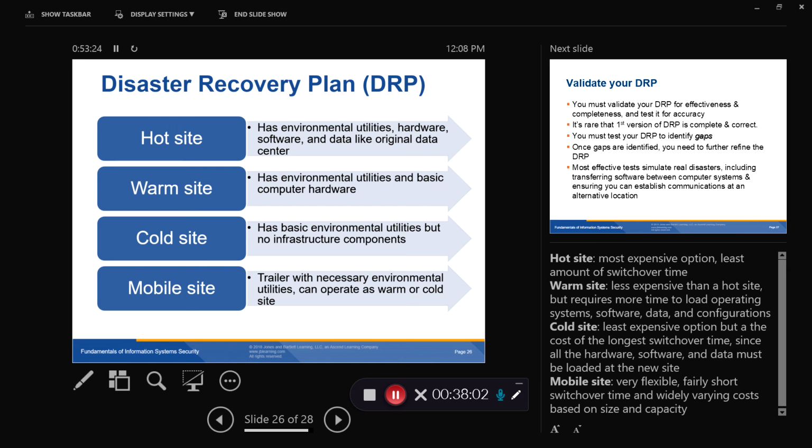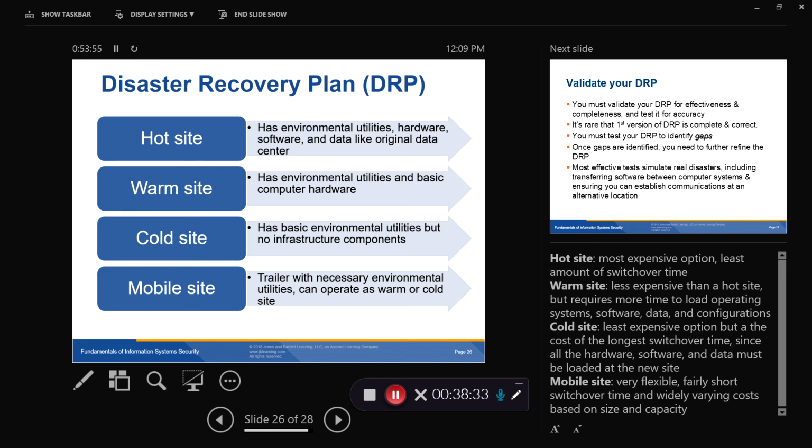Now, a warm site is a little bit different, has environmental utilities and basic computer hardware. It's less expensive than a hot site, but requires more time to load operating system, software, data, and configurations. A cold site is the least expensive option, has environmental utilities but no infrastructure, but has the cost of the longest switchover time since all the hardware, software, and data must be loaded at the new site. In other words, you've got to bring your equipment. All they do is provide air conditioning, basically, and electricity.